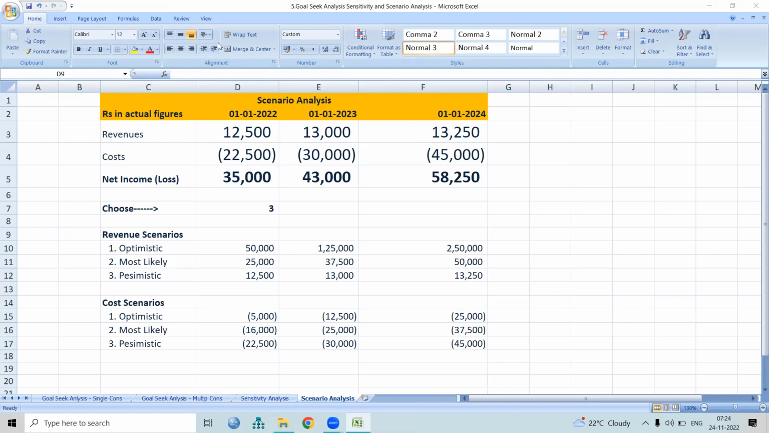Right. So now we are done with the comparable company analysis, sum of parts method, and also the goal-seek analysis, sensitivity, and scenario analysis. Right. So let us save this file.